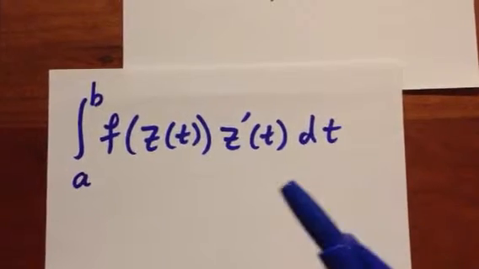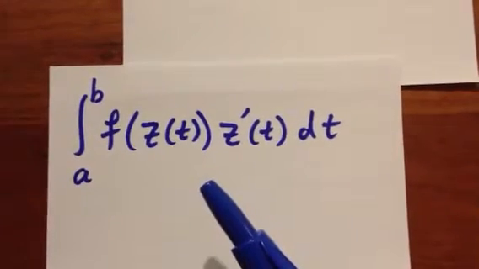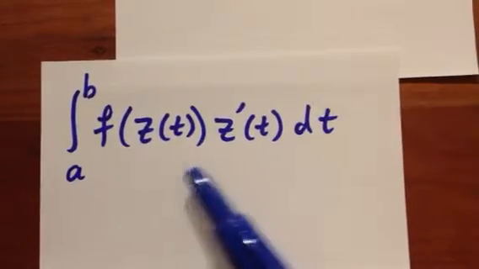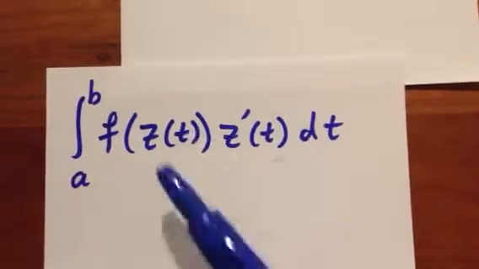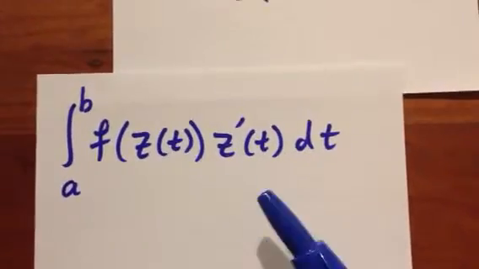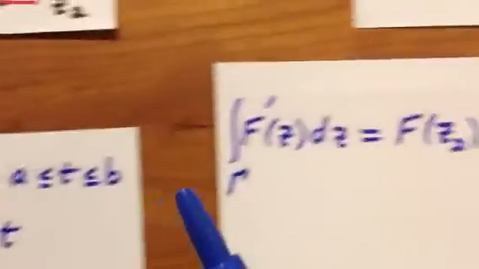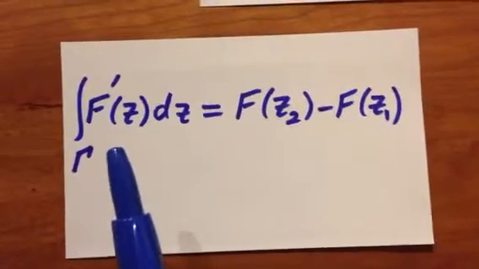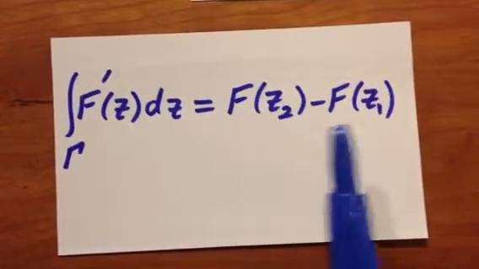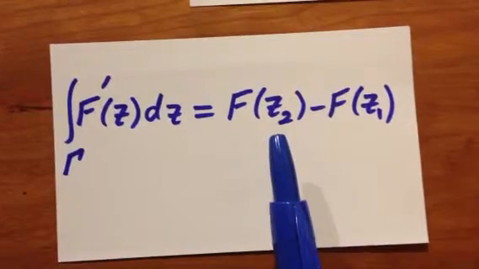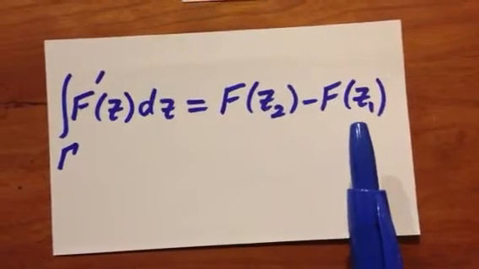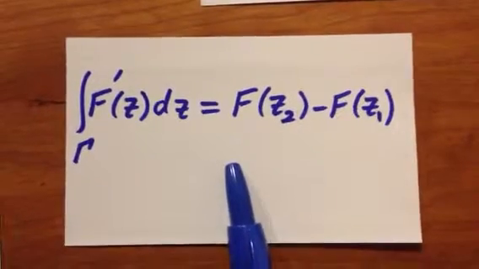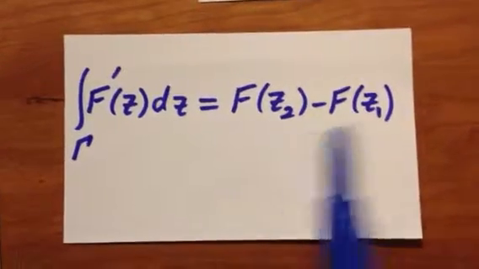So there are two cases. The antiderivative doesn't exist, or we don't know it. In that case, we reduce it to this by using a parameterization for gamma. And the other case is when the antiderivative exists and we know what it is, we evaluate it at the final point minus at the initial point. We will prove this fundamental theorem of calculus next.